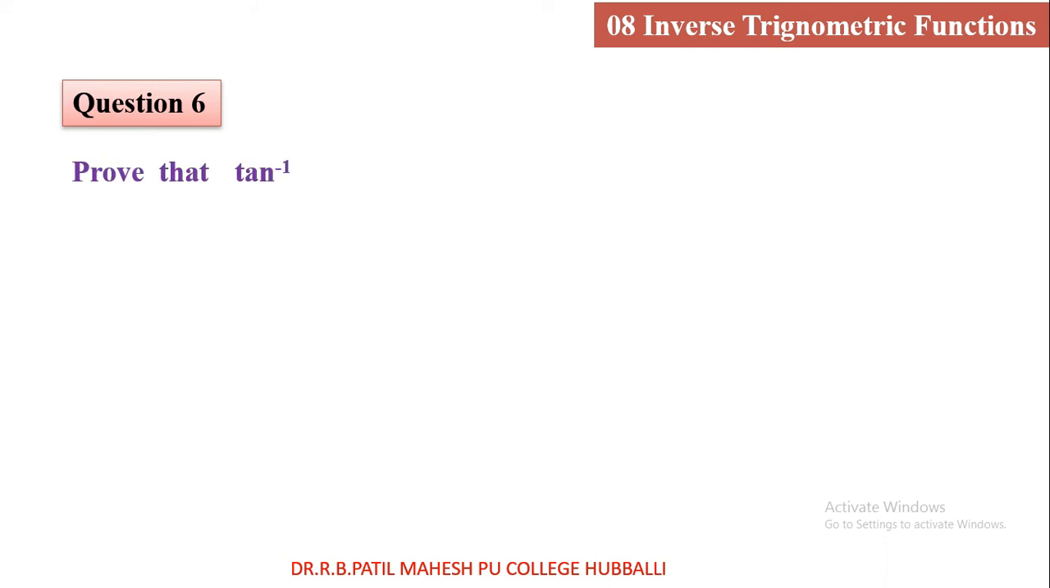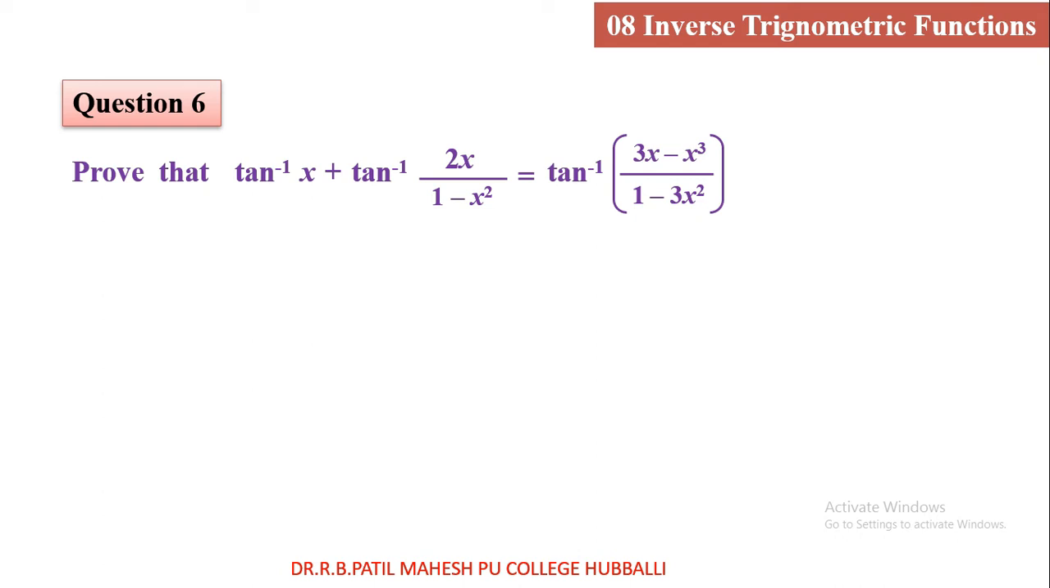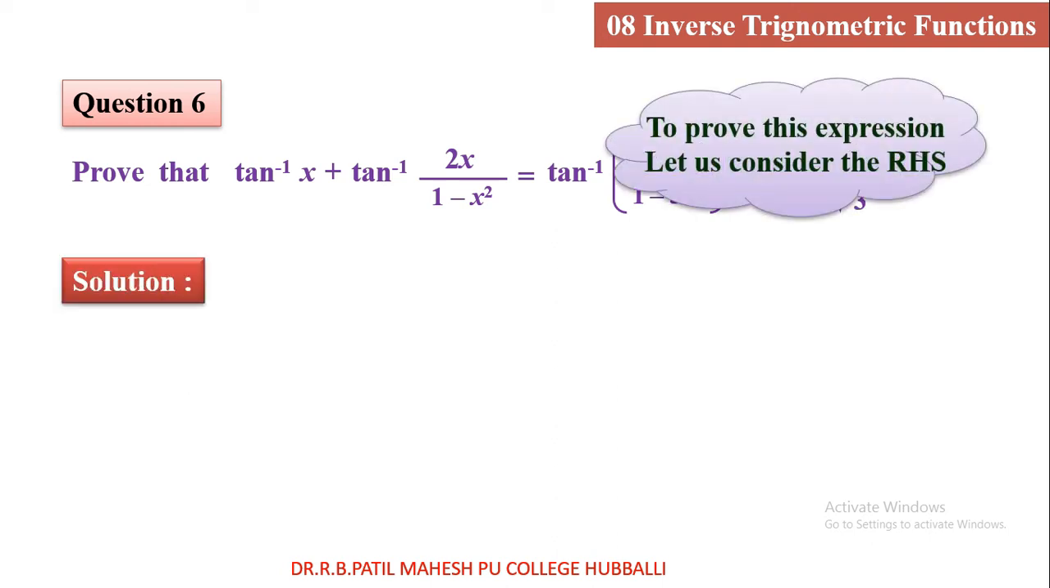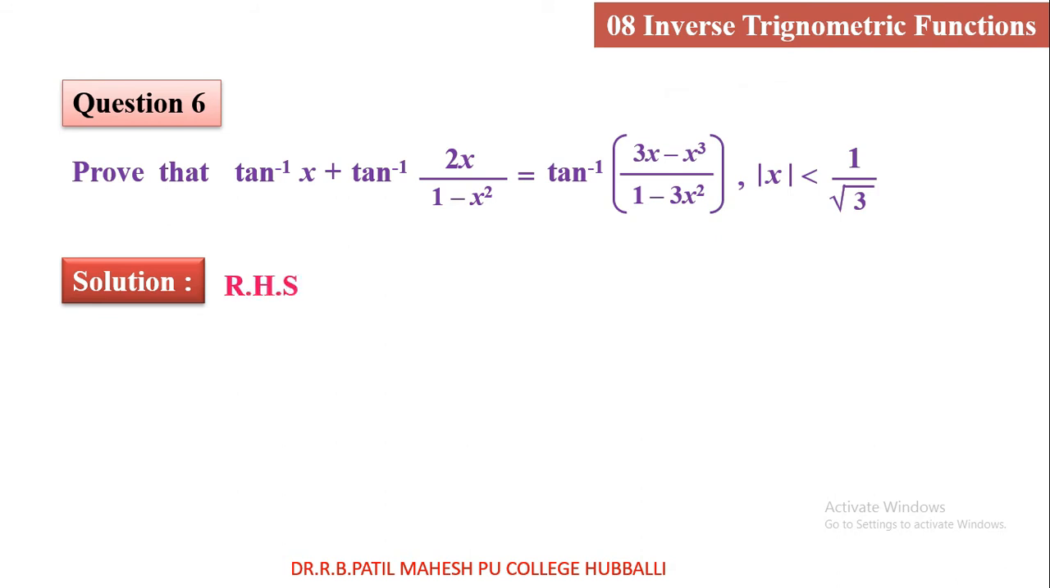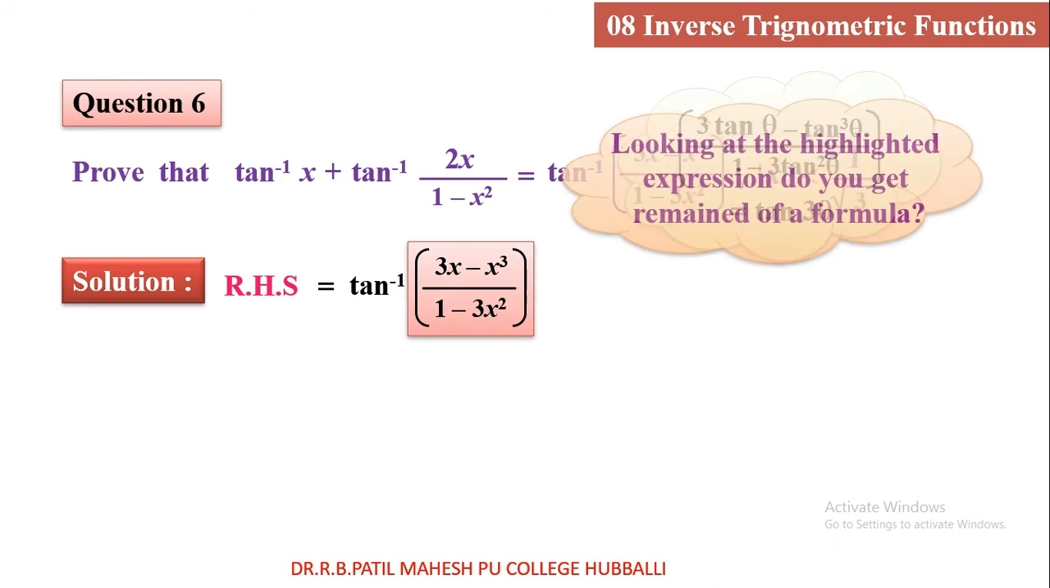Prove that tan inverse x plus tan inverse 2x upon 1 minus x square is equal to tan inverse of 3x minus x cube upon 1 minus 3x square. Let us have the proof of this one, students, where x is in this condition, that is mod of x is less than 1 by root 3. To prove this expression, let us consider the RHS part. Dear students, what is RHS? Tan inverse of 3x minus x cube upon 1 minus 3x square.